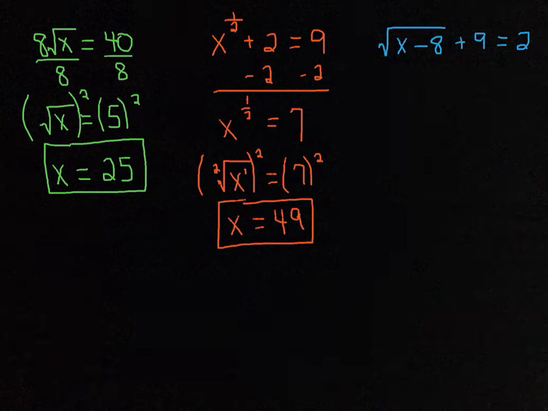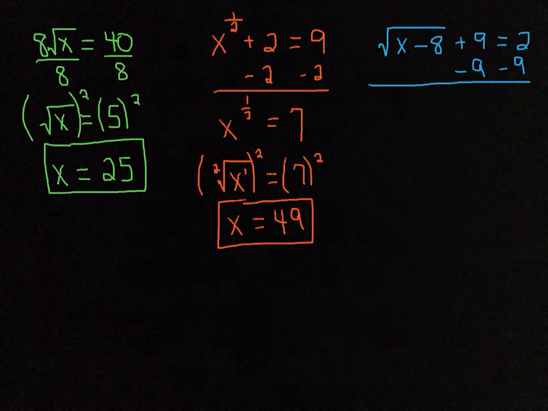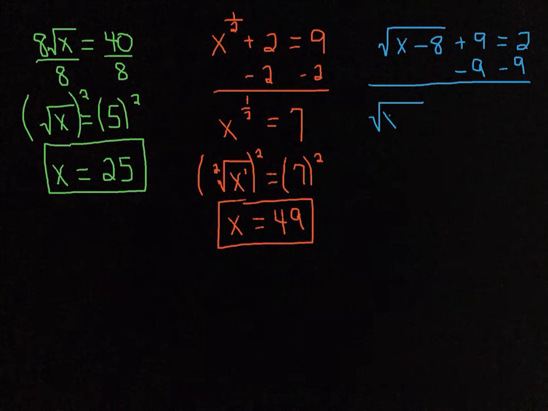Let's take a look at another example. This is the square root of x minus 8, plus 9 equals 2. So we want to get x by itself, so our first step is to simply subtract 9 from both sides. That gives us the square root of x minus 8 is equal to negative 7.